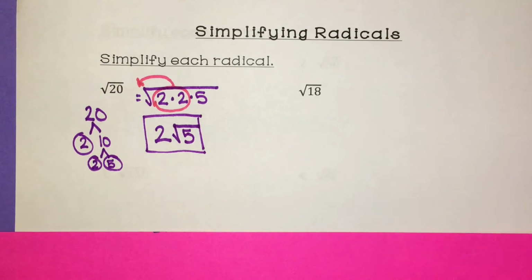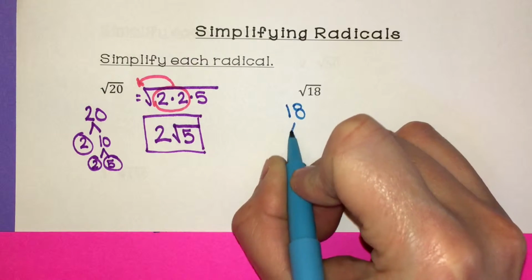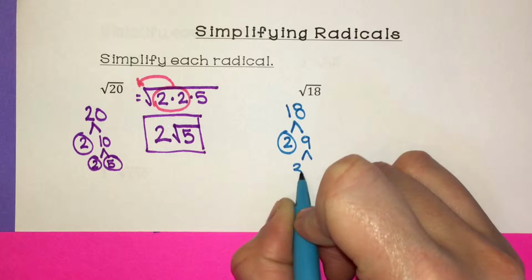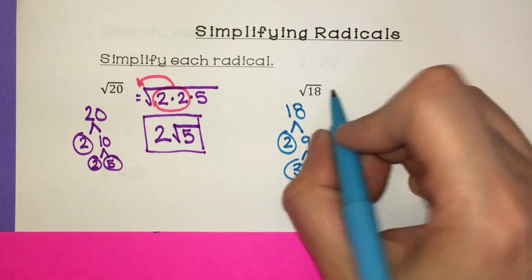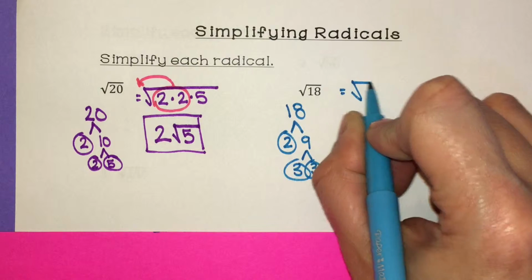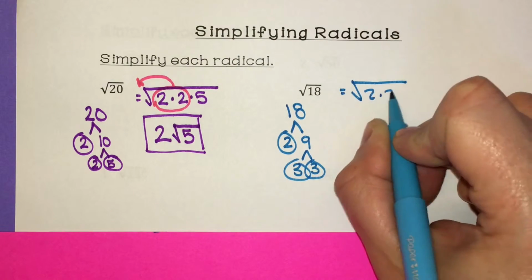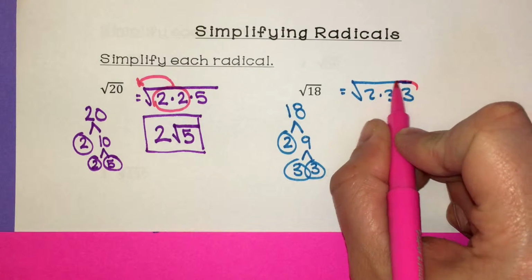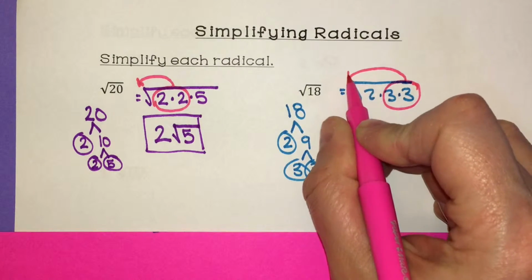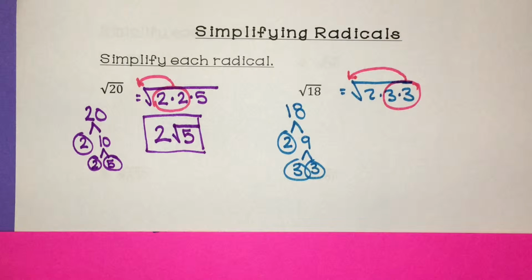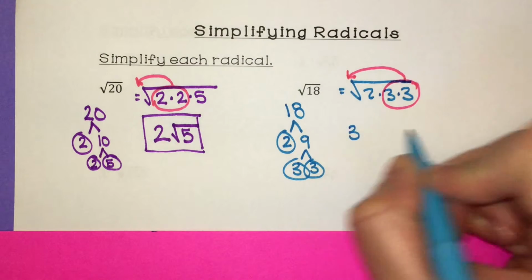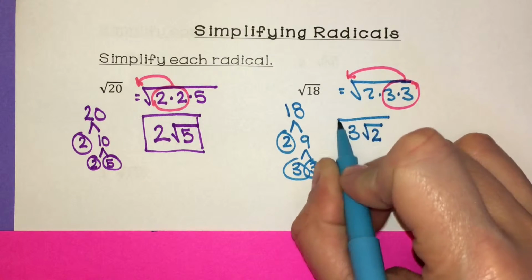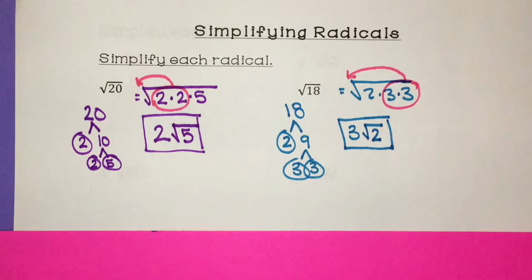All right, square root of 18. We're going to start with 18 and break it down to 2 times 9, and 9 is 3 times 3. So square root of 18 is equal to the square root of 2 times 3 times 3. 3 times 3, we have 3 multiplied by itself, so it can come out. I like to just circle them so I know it's coming out. We have a 3, and we're left with the square root of 2. That is our answer, reduced as much as possible.